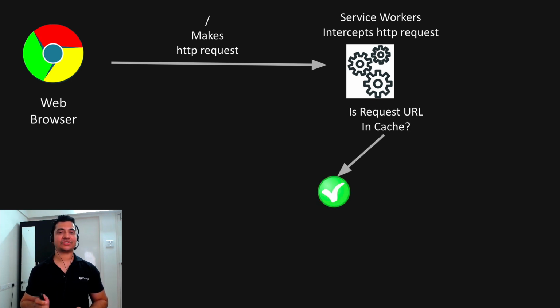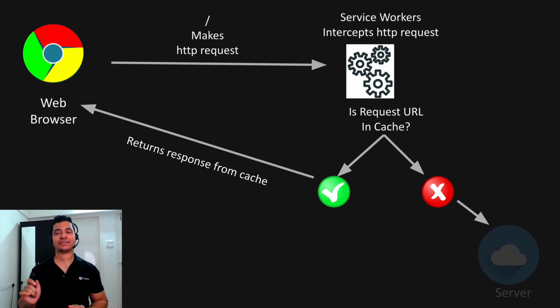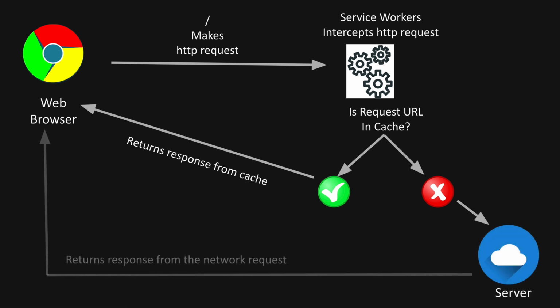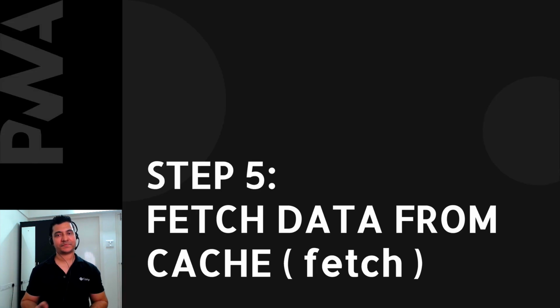If it is in cache, then I'm going to serve the response from the cache itself. But if it isn't, then I'm going to make a request to the network, to the server, and return the response from the network request. However, this time, I'm also going to cache the response so that the next time the request comes in, I can serve it from the cache itself.